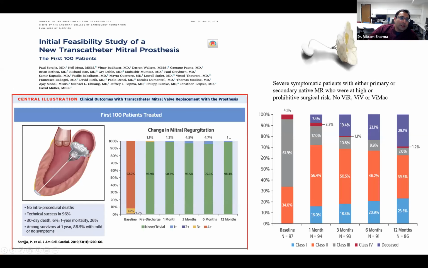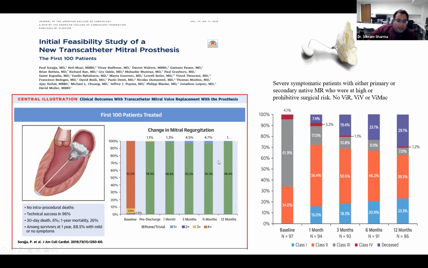In the United States, there were some studies published looking at the safety and efficacy of the Tendyne valve. The first one here, from Dr. Sorajja and colleagues, looked at patients who underwent a transcatheter mitral valve replacement with the Tendyne valve. The 30-day mortality was 6%. One-year mortality was a little bit higher, 26%. But amongst those survivors, 88.5% had just mild or no symptoms.